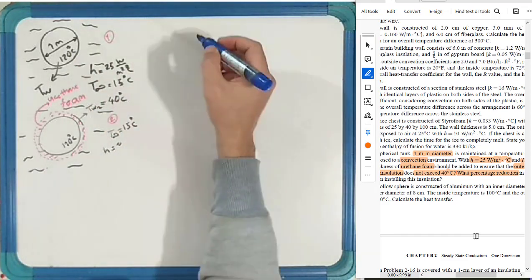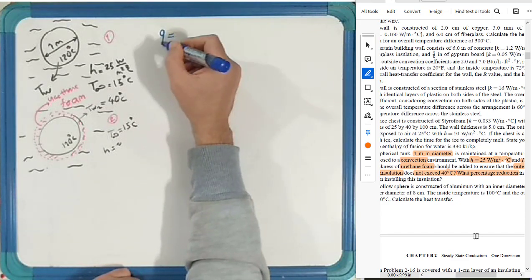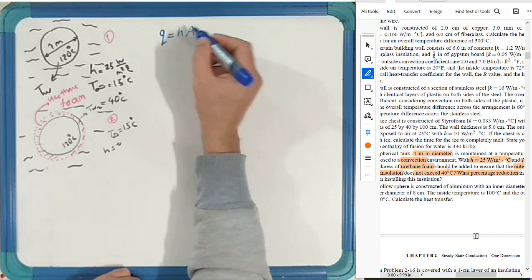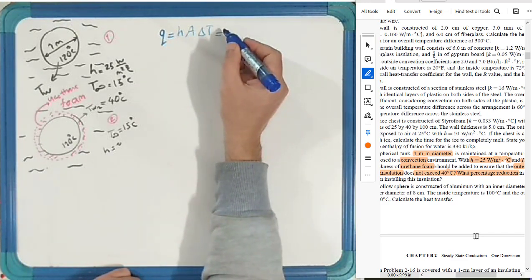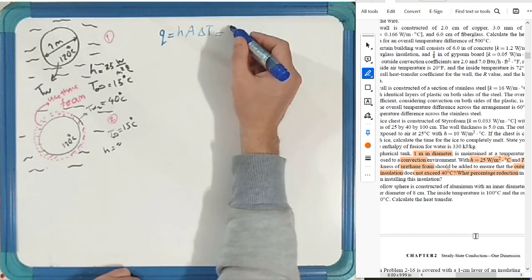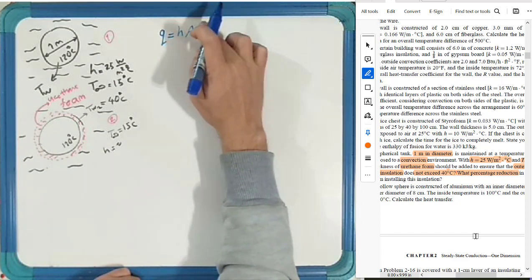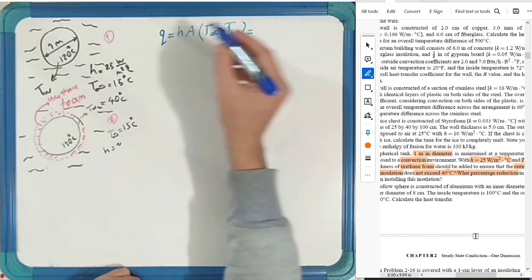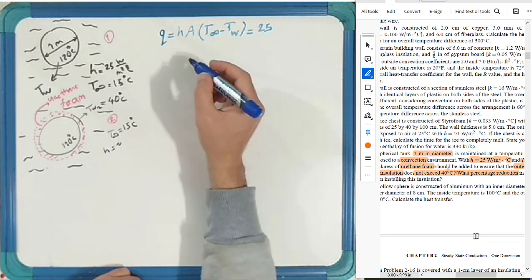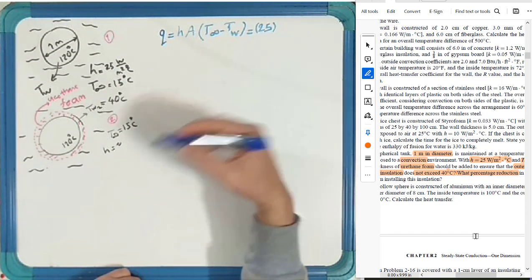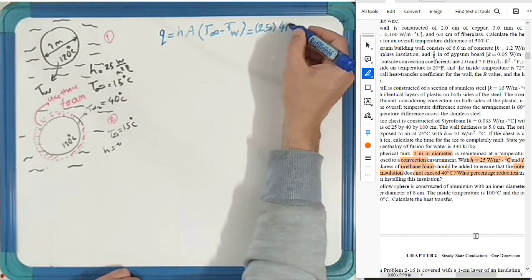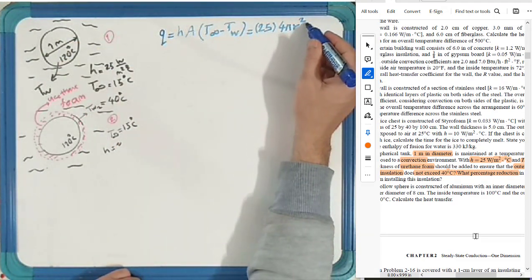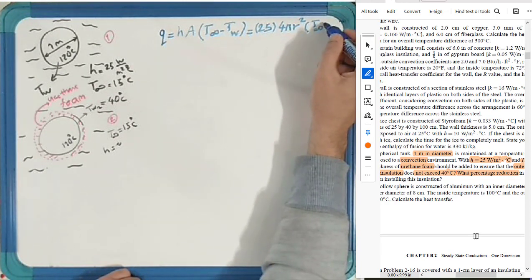Okay, let's solve this problem. First, in this situation we want to evaluate Q, all the energy of that. So it would be h A delta T, where delta T is T infinity minus T wall. So h is 25. A, as you know, the area of the sphere, will be 4 pi r squared. We have r of this sphere, multiplied by T infinity minus T wall.